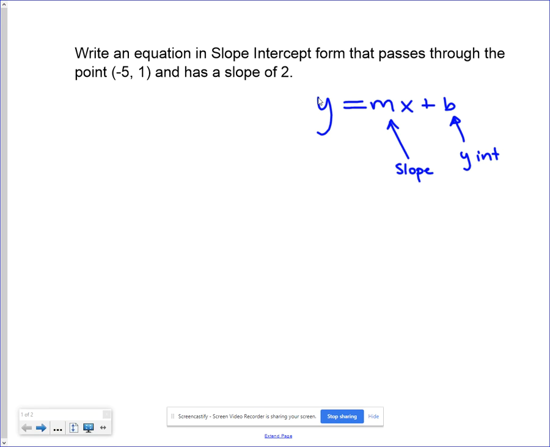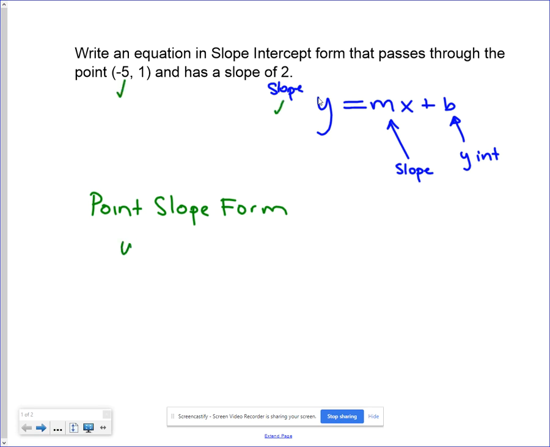Well, we have a slope, and we have a point, but this point is not a y-intercept. So we can't directly put it into slope-intercept form. What we're going to have to do first is write it in point-slope form. As you recall, this form is a little more useful because all you need is a slope and any point. We have a slope and we have a point.